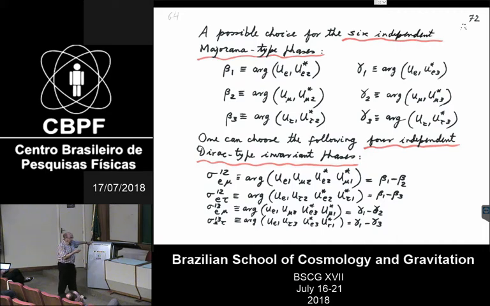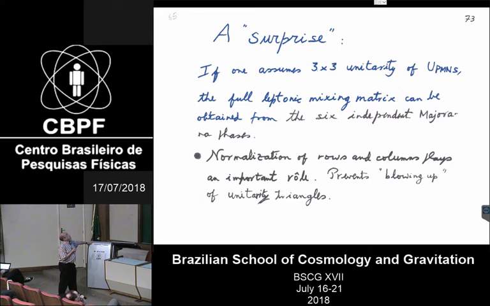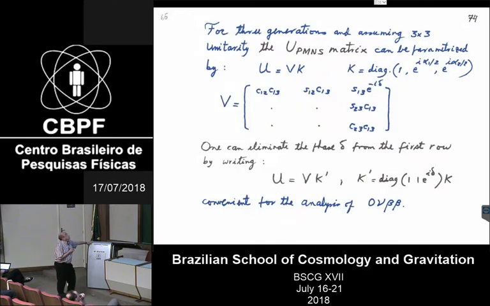Now, let me continue. A convenient way of parameterizing the V_CKM, the PMNS, is using the standard parameterization. But I can even do more. I can eliminate this phase here by doing this transformation, and this particular way of parameterizing will be very useful in the analysis of double beta decay.